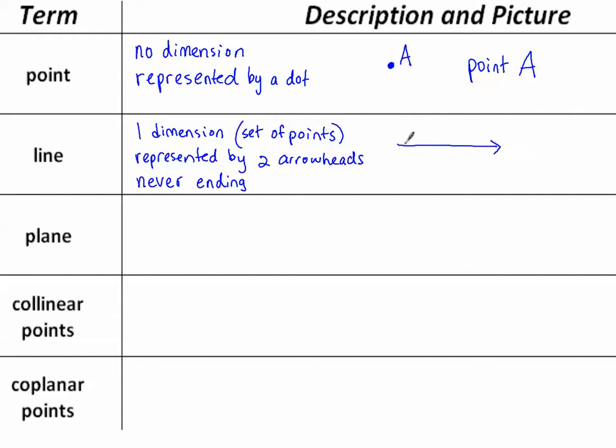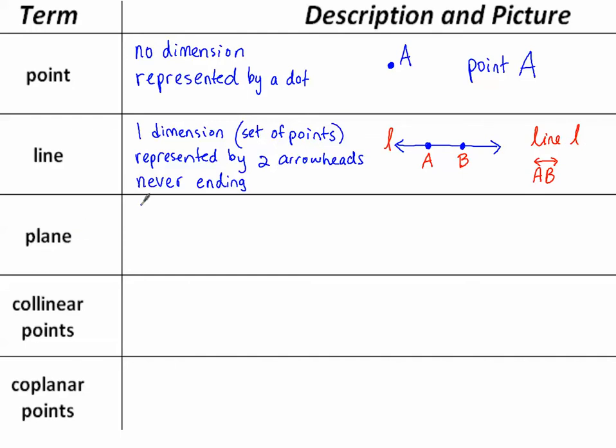Here's a line, with two arrowheads to show it goes on forever, and some points on the line to help us label it. I'm going to label it in a couple of different ways, with a lowercase letter L or with the capital letters representing the points. So we could name this line L by using the lowercase letter that's next to the line, or capital letters A and B with the line hat on it. Both of them mean line AB or line L.